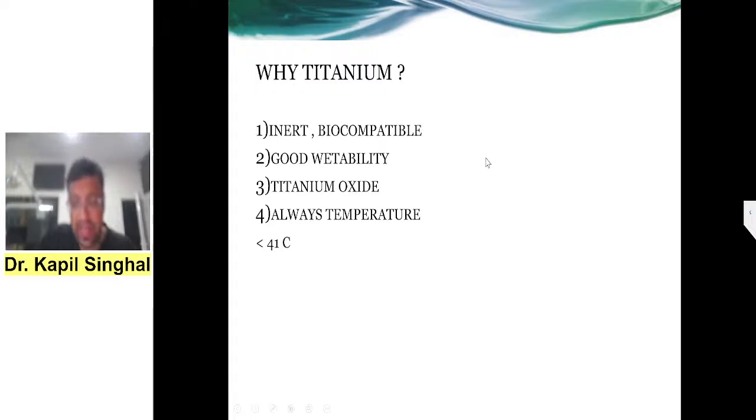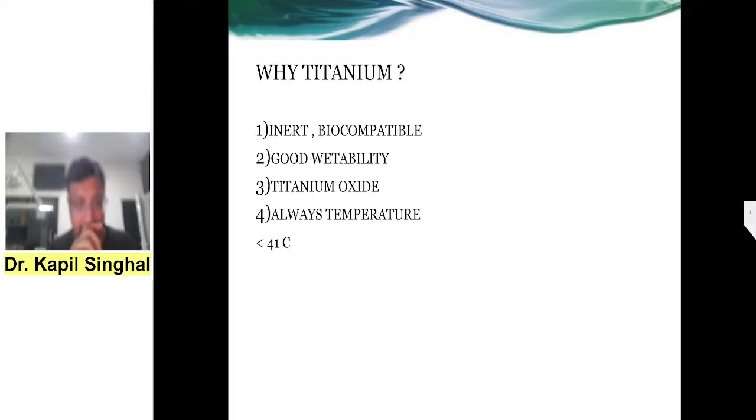Now the next question they can ask you, why are implants made up of titanium. Implants are made up of titanium because they are inert, they are biocompatible, and they have good wettability. When the titanium comes in contact with the environment, it forms a layer of titanium oxide. So it is this layer of titanium oxide that integrates with the bone.